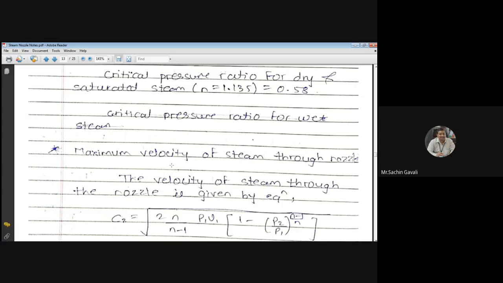The velocity of steam through the nozzle is given by. Write down that. Equation number 1: the velocity of steam through the nozzle is given by C2 is equal to square root of 2 into n upon n minus 1 P1 V1 into bracket 1 minus P2 upon P1 raised to n minus 1 upon n.